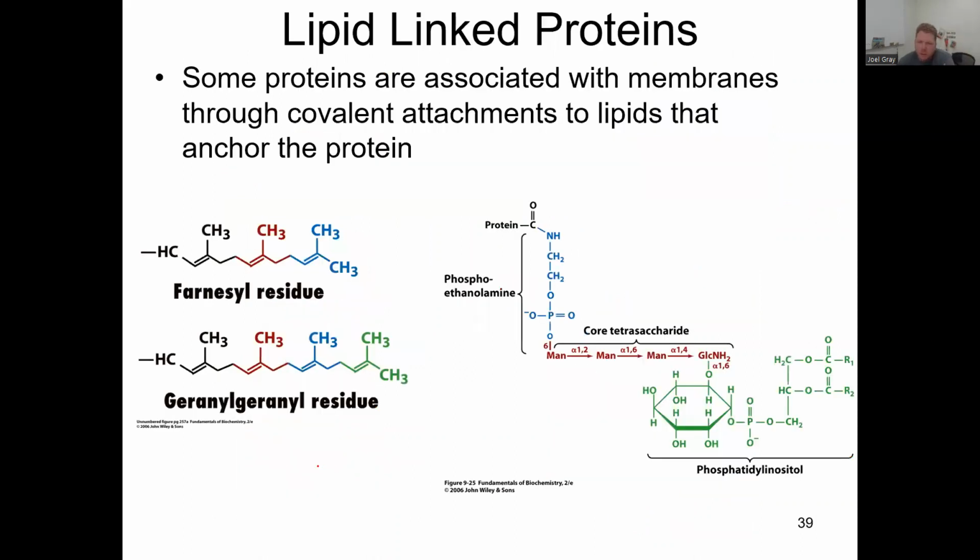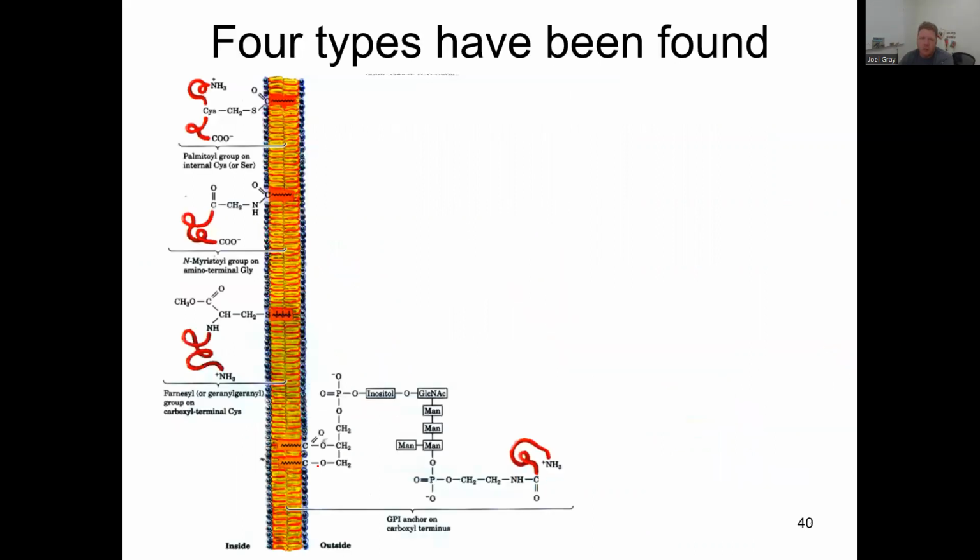Lipid linkages. Some proteins are going to be associated with membranes through covalent attachments to lipids that anchor that protein to the membrane. These modifications can be farnesyl or geranyl residues, in which case it's 10 or 15 or 20 carbons long. I want you to understand that lipids are one way in which proteins can be linked to a membrane. Illustrated here are a couple of different ways in which a protein can be lipid linked.